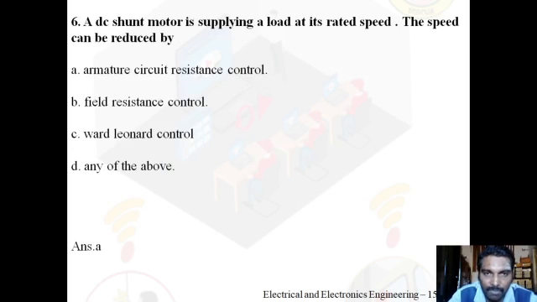A DC shunt motor is supplying a load at its rated speed. The speed can be reduced by, he has given different techniques: armature circuit resistance control, field resistance control, Ward Leonard speed control method, and any of the above. Here you can go for option A. The speed can be reduced by the armature circuit resistance control, you can consider.